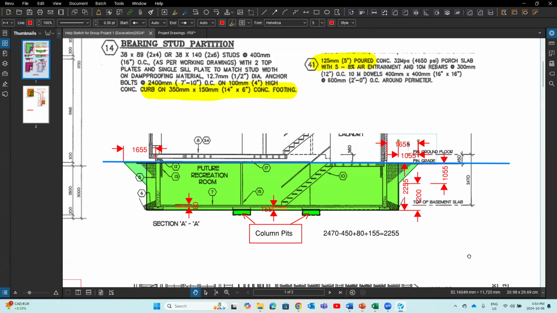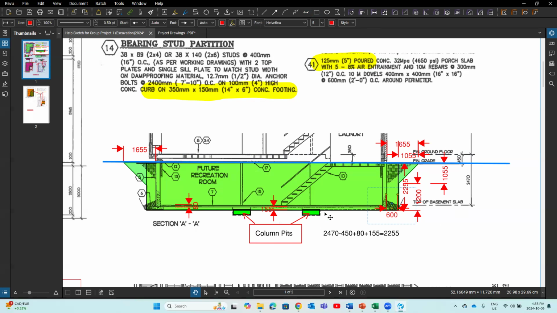Right? So based on this, I could figure out this dimension from the outside of the foundation wall to there is 1655. Why? Because the workspace, do you guys remember? The workspace here, from a foundation wall to the edge of the back, that's 600 millimeters, right? We know this. 600 millimeter plus 1055, we know this dimension here is 1655, right? So we can draw this, right?